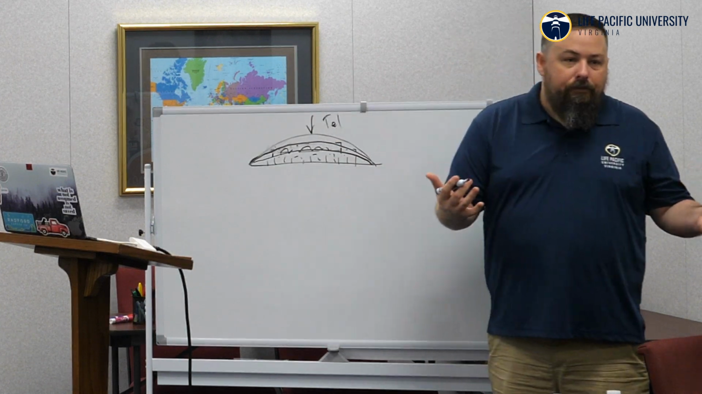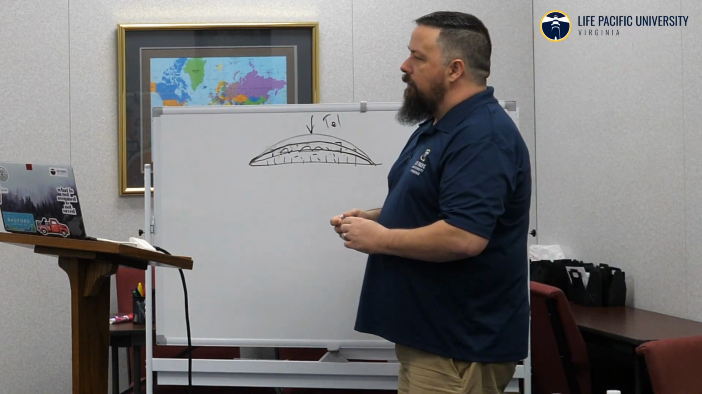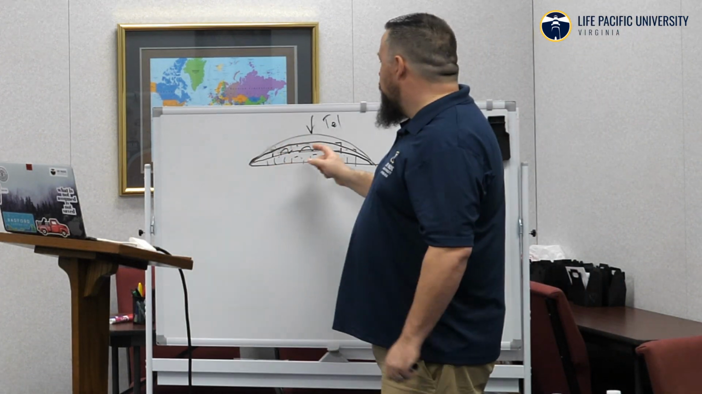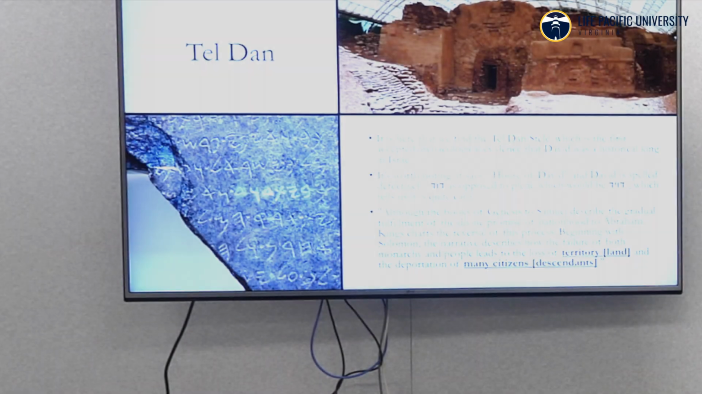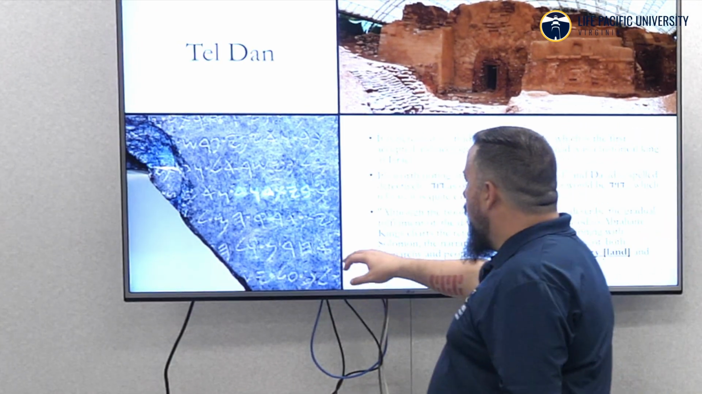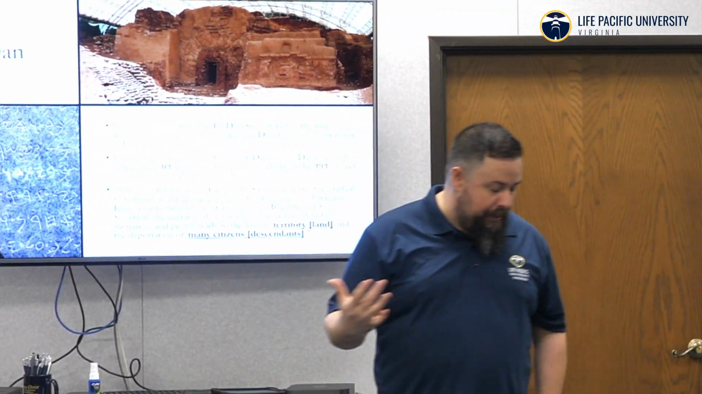And so Tel Aviv in Israel is a tell, right? That's a city in Israel. It's called Tel Aviv. This is Tel Dan, and this is archaeological remains from Tel Dan. And we have here the thing that's on the left there. This is 'the house of David.' That's what that says in Hebrew.